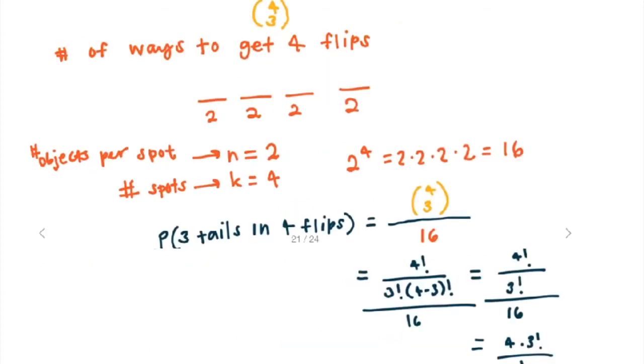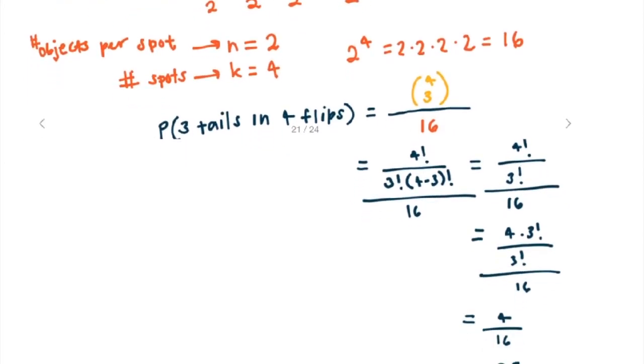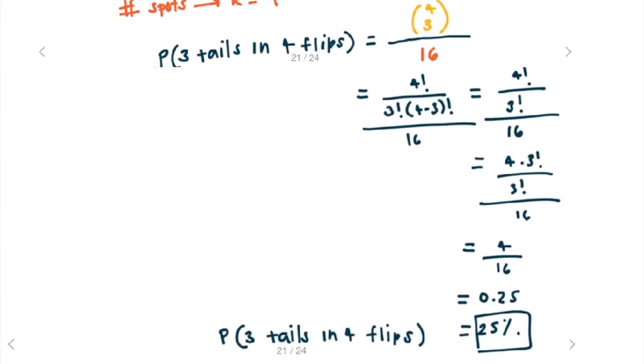So now that you have the components for the numerator and the denominator, you're just going to plug that in. So we have the probability of 3 tails in 4 flips equals 4 choose 3 over 16. And when you simplify that, you're going to get 4 over 16, which reduces to 0.25, which is 25%. So the probability of getting 3 tails in 4 flips is 25%.